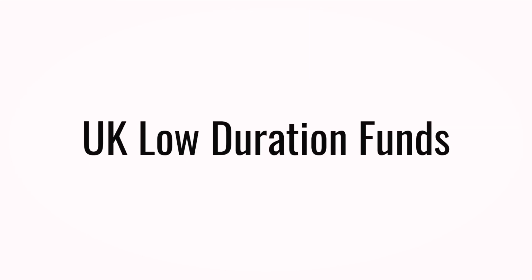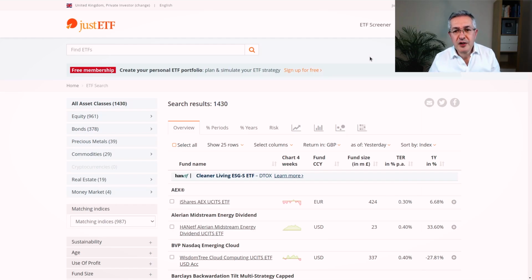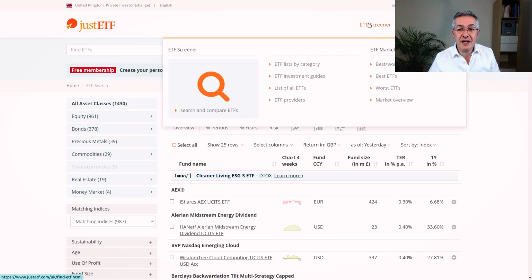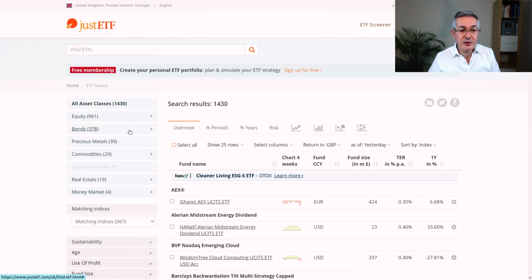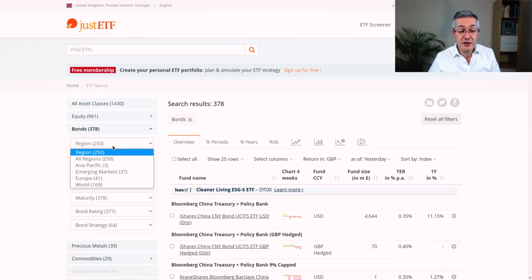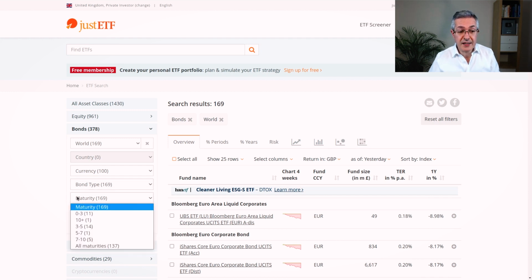Now let's consider UK funds which have shorter duration. That means we'll be taking less interest rate risk. So I thought I'd show you how to use the actual ETF screener on the Just ETF website to find your own bond funds. So you go to ETF screener here, and then you choose your bonds, and we're going to choose region, which is world, and then we'll choose maturity. So let's choose 0 to 3, which is the shortest duration category.